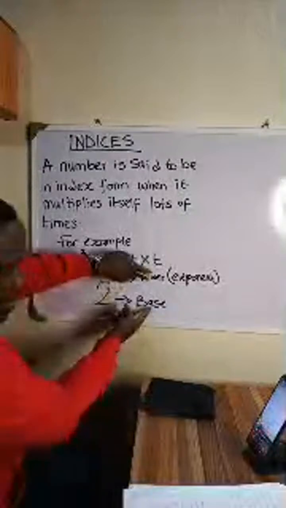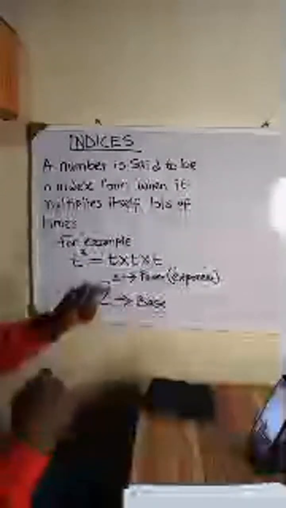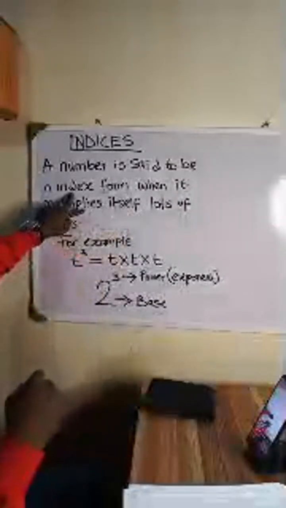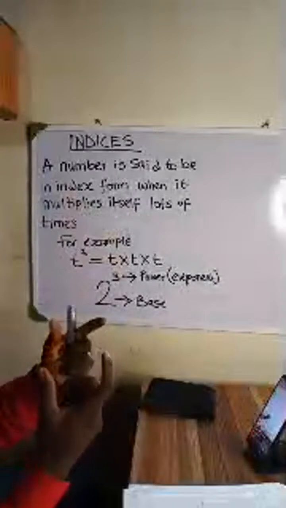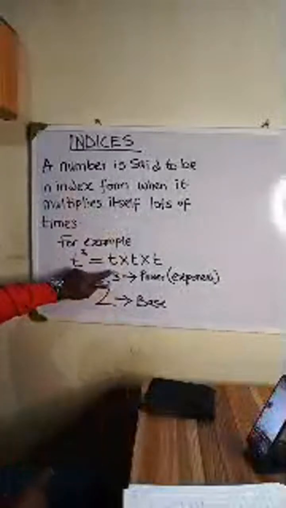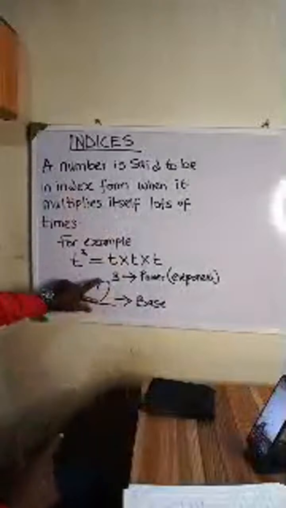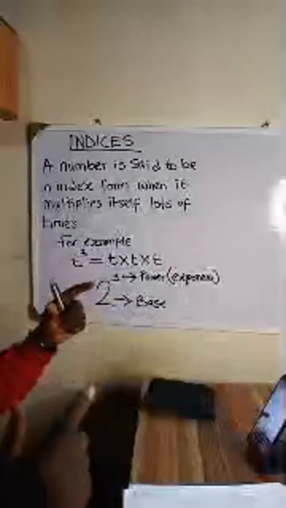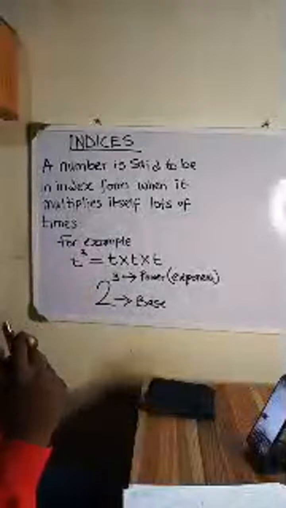Together, they are called index number. This one on top is called the power, and this one at the bottom is called the base. Together, they are called index numbers.